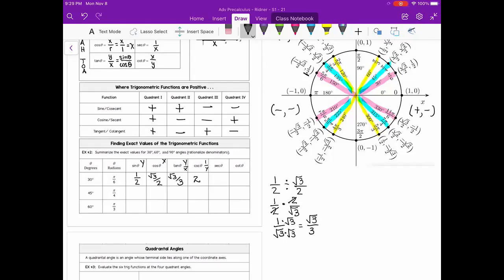For secant, it becomes 2 over square root of 3. But notice I wrote that where I did on purpose, but I still don't like it there. So I'm going to do it over here. 2 over square root of 3. I still have to rationalize again. So I get 2 square root of 3 over 3 as secant.